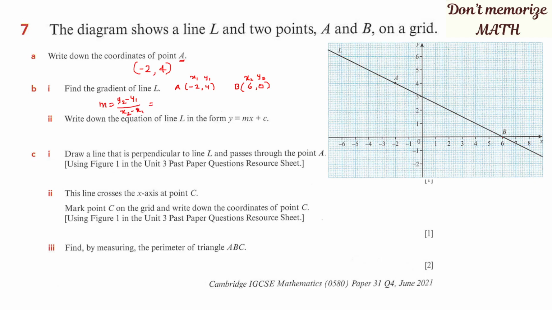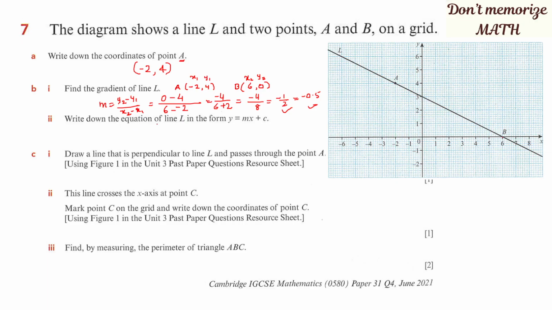Okay, so y2 is 0, so 0 minus y1 which is 4, divided by x2 which is 6, minus x1 which is minus 2. So negative 4, 6 minus minus will become plus, so 6 plus 2. So negative 4 over 8. So you will get negative 1 over 2, the same as negative 0.5. Either you can write this or this. Don't write negative 4 over 8 because your answer must always be in the simplest form. Okay, you can write minus 1 over 2 or minus 0.5.